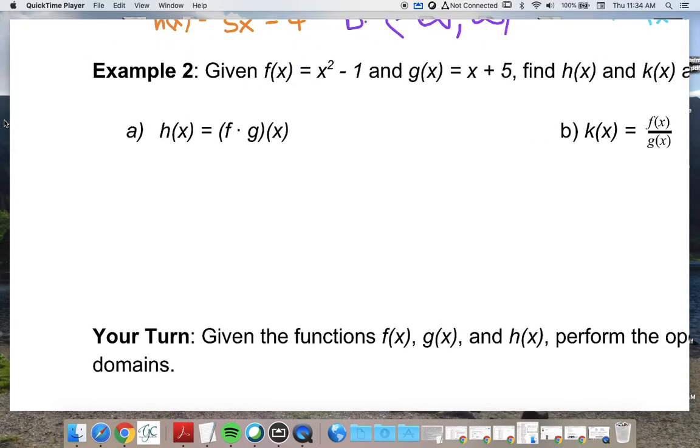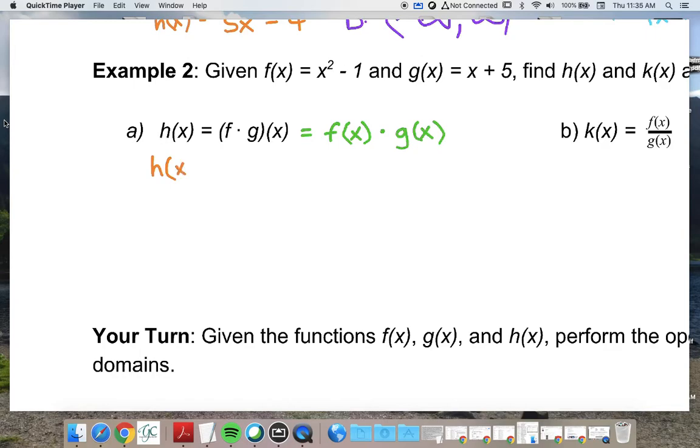So let's start with part A. So h of x is equal to f times g of x. Because that notation's kind of funky, let's rewrite this. So really this is f of x times g of x. And like we talked about earlier, anytime we're multiplying, we're going to have to FOIL or distribute in some way. So let's plug in our functions.